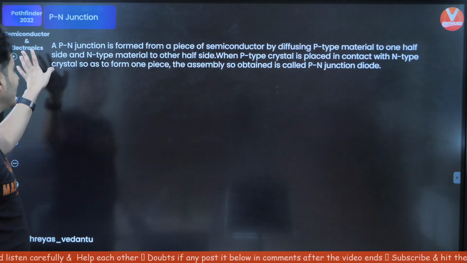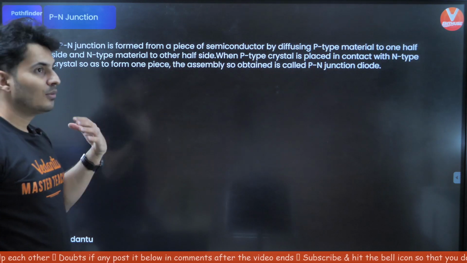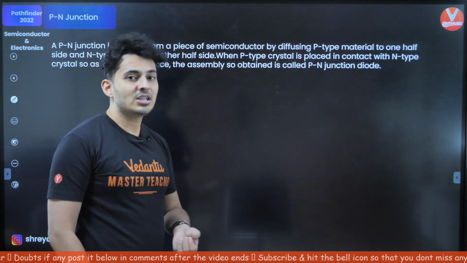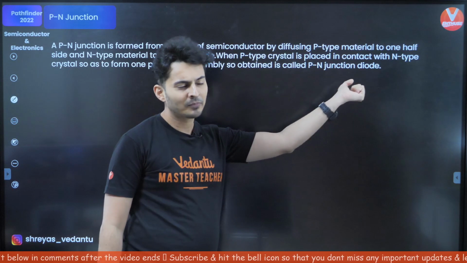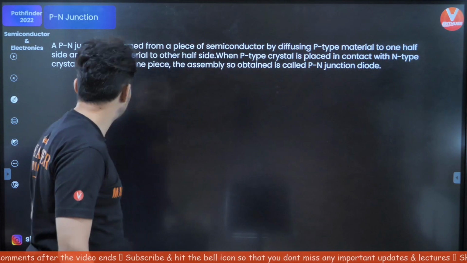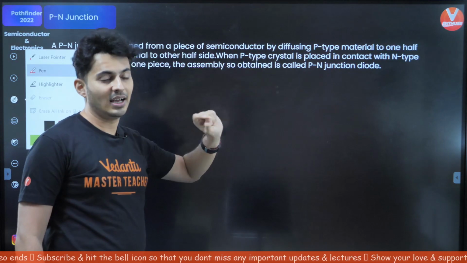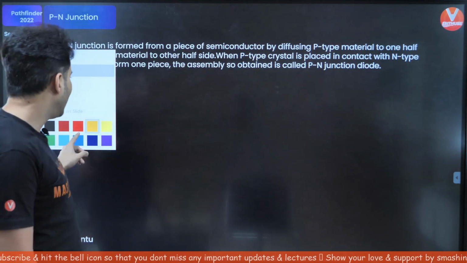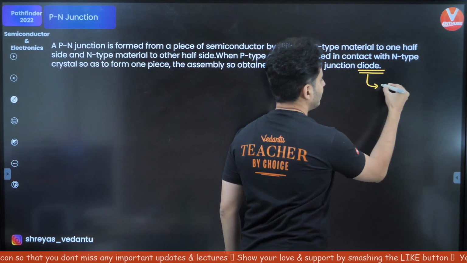That's what a p-n junction is. Junction means they meet, and that forms something called a p-n junction diode. You'll be like, sir, what is this new word, the diode? Okay, I'll tell you what this diode is, and I'll tell you in the next few slides why a p-n junction is a diode. Okay, we'll understand it. Diode simply means unidirectional.